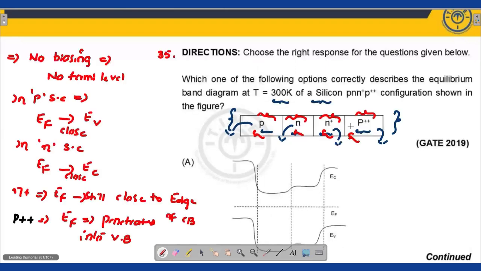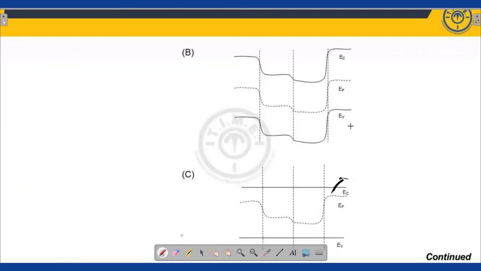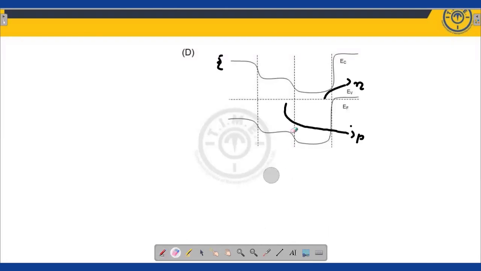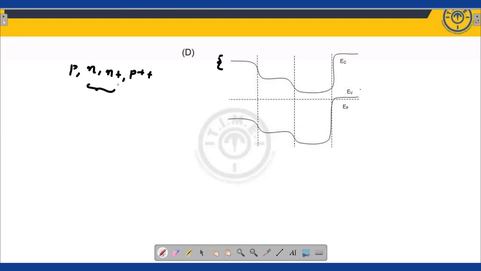P, N, and so on. He has given four options here: P, N, N plus, and P plus plus. In P type, if I take P type, the Fermi level should be close to EV. Yes, my dear friends, see, it is very close. The Fermi level is close to EV in P type.